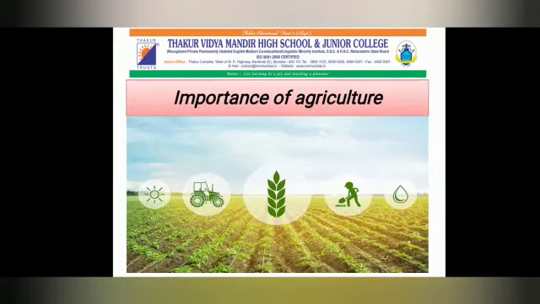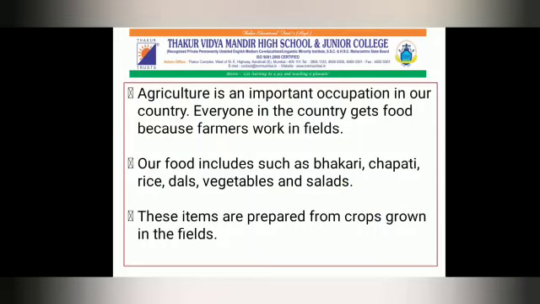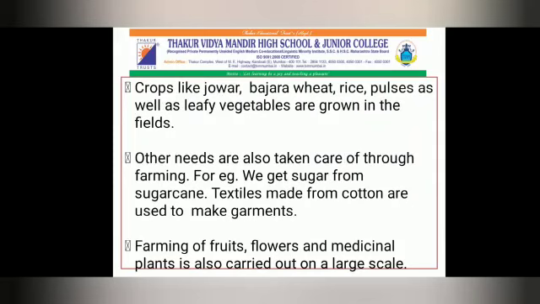Importance of agriculture. Agriculture is an important occupation in our country. Everyone in the country gets food because of farmers who work in the field. Our food includes bhakri, chapati, rice, dals, vegetables and salads. These items are prepared from crops grown in the field. Crops like jowar, bajra, wheat, rice, pulses, as well as leafy vegetables are grown in the fields.